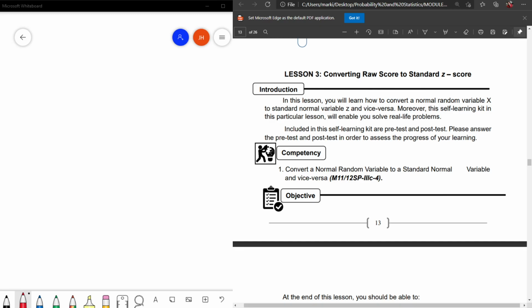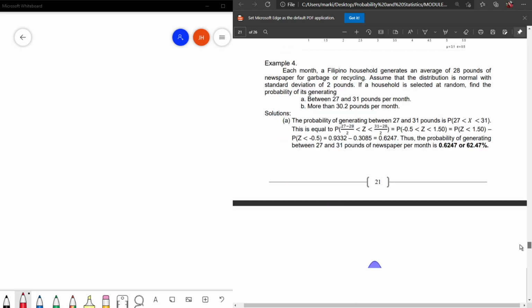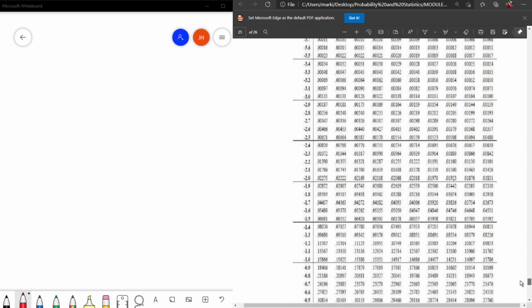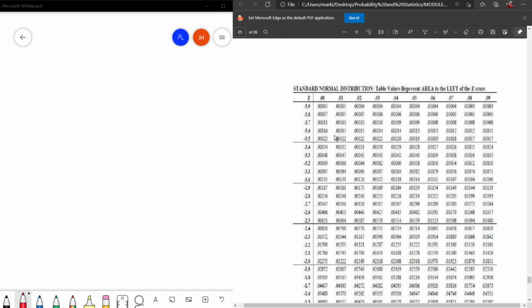Alright, so hi everyone. I'm back and I'm going to continue our discussion about Chapter 2, Lesson 3, Converting Raw Score to Standard Z-Score. The previous video about Chapter 2, Module 3 was on how to get the z-scores, diba? How to solve the z-scores. Remember that we go from left to right using the z-score table.